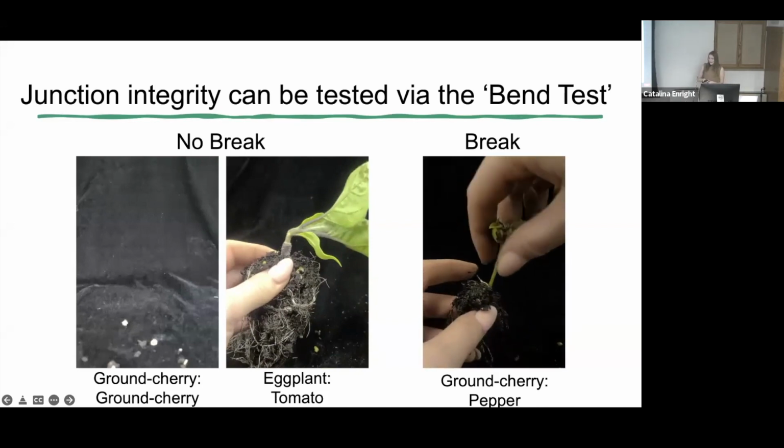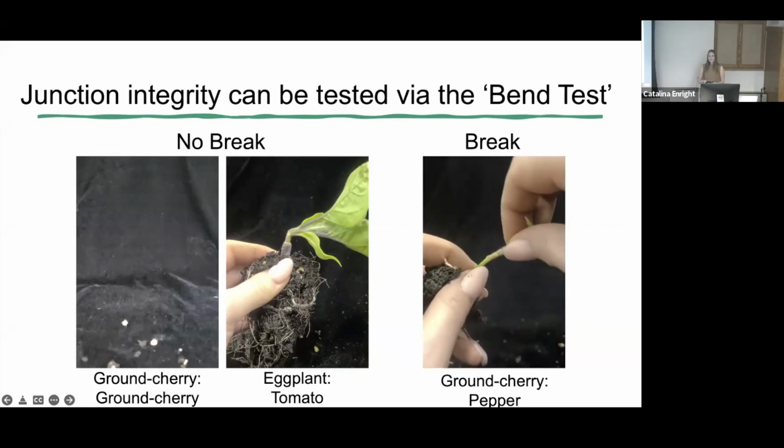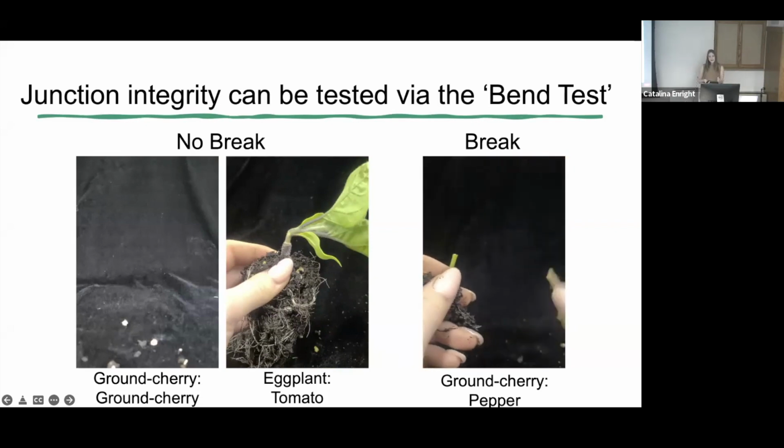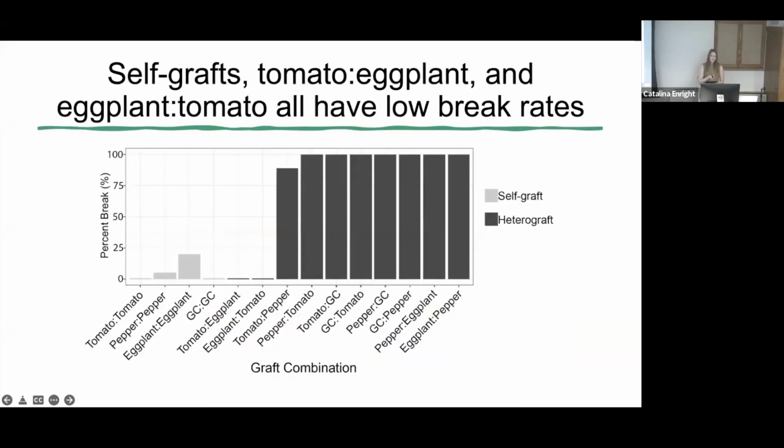Whereas this ground cherry pepper plant is quite fragile. And when you give it the bend test, it's very clear that that graft junction was really not held together with anything very strong. So we can look at the rate of break that occurred in all of these different graft combinations. So the self-grafts are these first 4 columns, so they're very low. And then there's also 2 heterografts that are very low. So tomato eggplant and eggplant tomato, as well as all of the self-grafts, were very stable and unable to be broken, whereas all of the other heterografts were actually very easy to break.